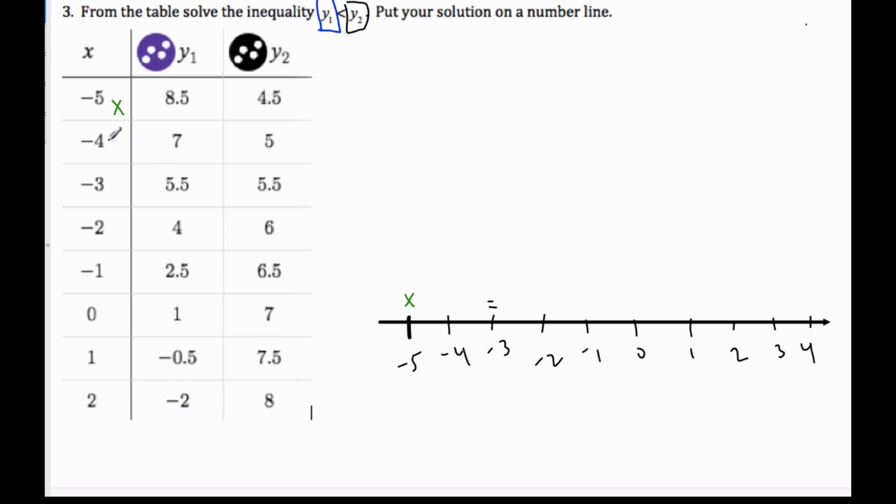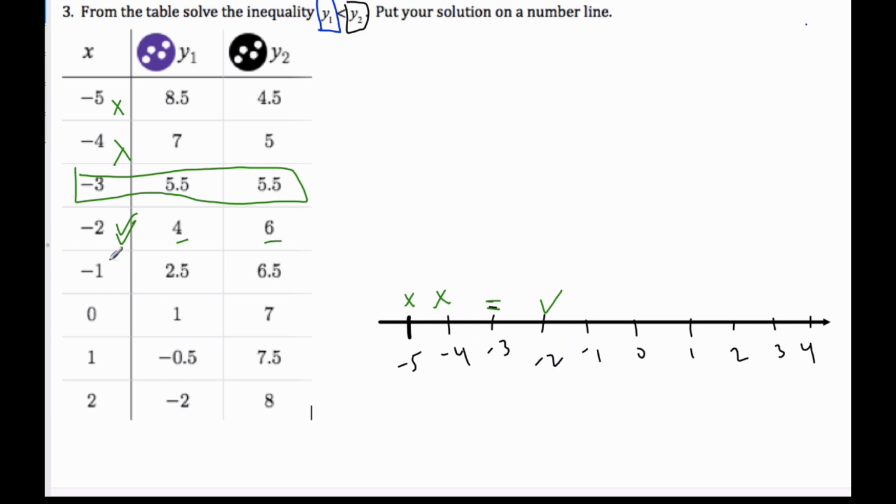At this x value of negative 4, is 7 smaller than 5? No. That's no. When I go to negative 3, here's always a key point. This is where they are equal. I can see they are equal, so I'm going to put a little equal sign. This is the turning point, the transition. Something interesting is happening here. So now if I go to this x value of negative 2, is the blue value 4 less than 6? Yes, hooray! Success. Good job here.